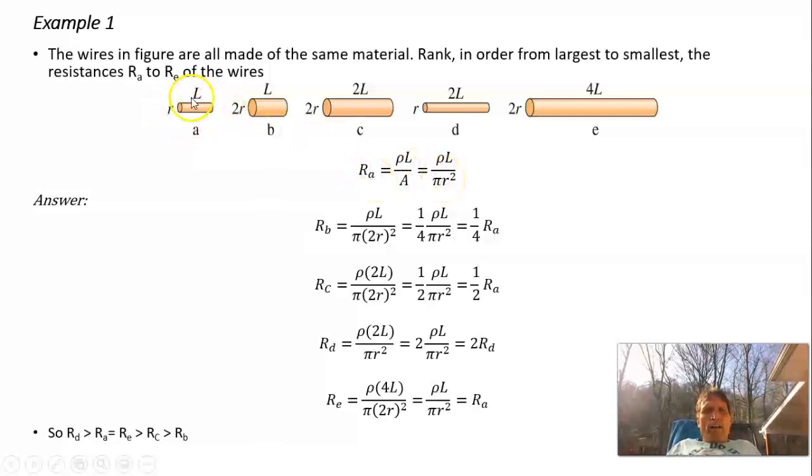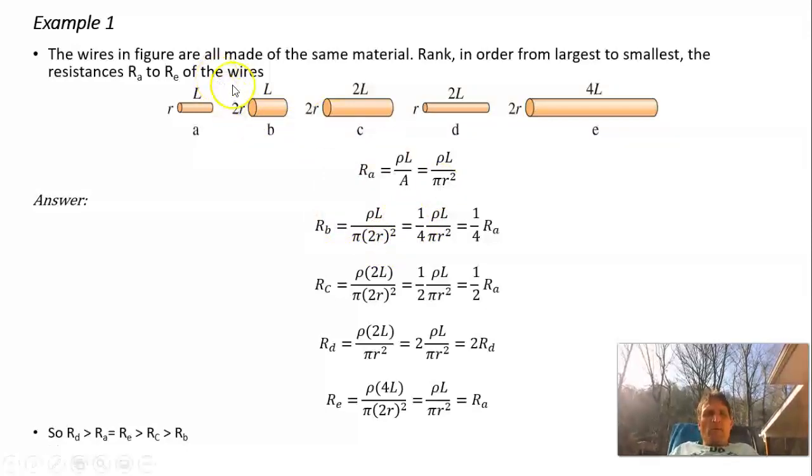So wire A has a length L and a radius r, and we plug that in. It's just rho, which is the resistivity, times L over pi r squared. Now wire B, same length, but we double the radius, or double the diameter. It's the same thing. We put in 2r instead of r, and we see that the resistance is now only 1/4 of the resistance of wire A.